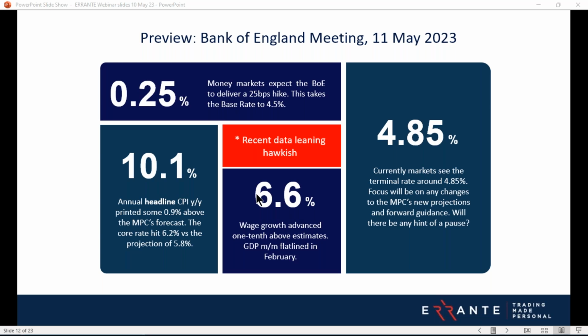Focus then going forward in the MPC will be on this forward guidance, whether they indicate the possibility of a pause, or that they do have more work to do. The terminal rate, so that's the end rate for the Bank of England, seen around, I think, 4.85% the last time I looked. So that means another 25 basis point hike after this one, up to 4.75, and then the chances of another 25 basis point hike after that as well. Really interesting then to see what Bailey says.